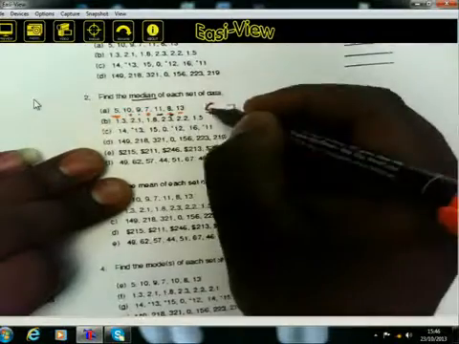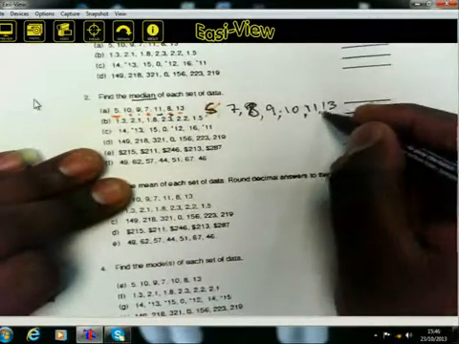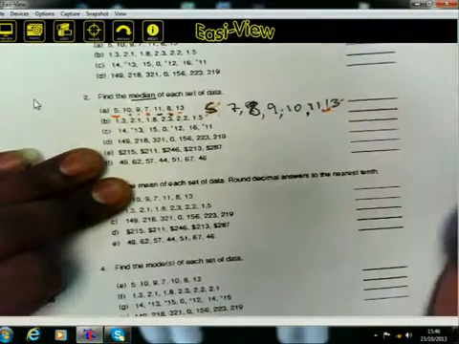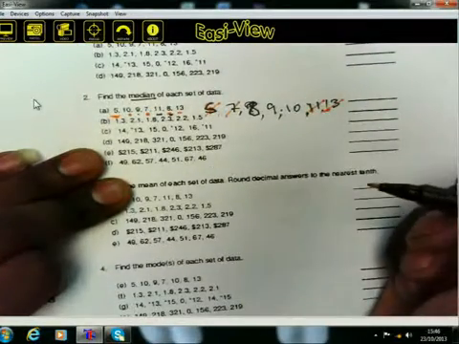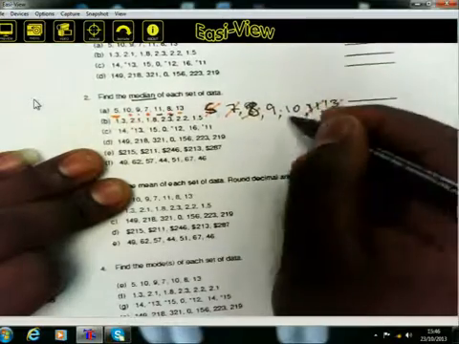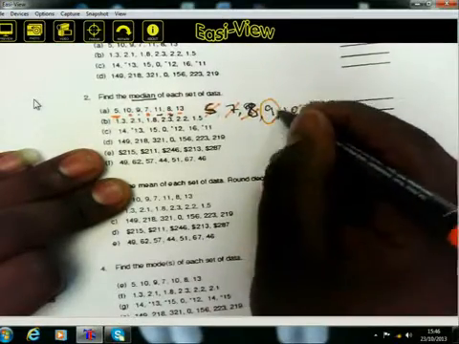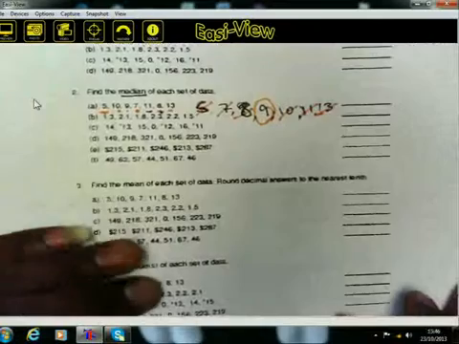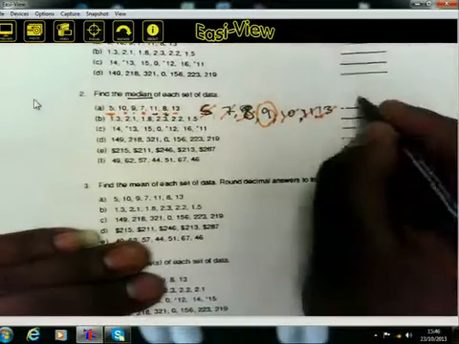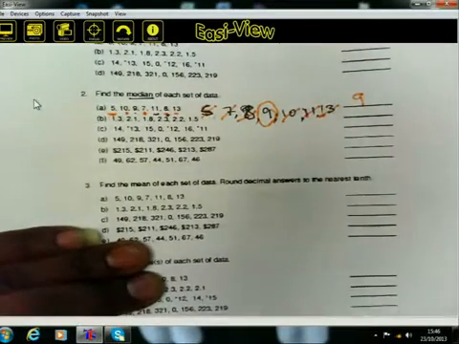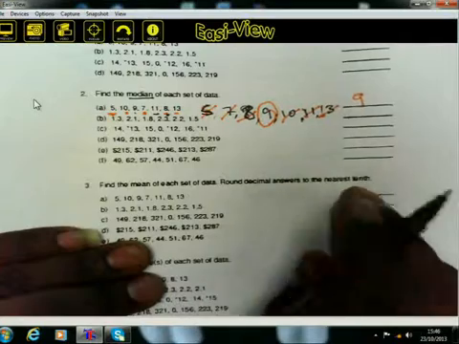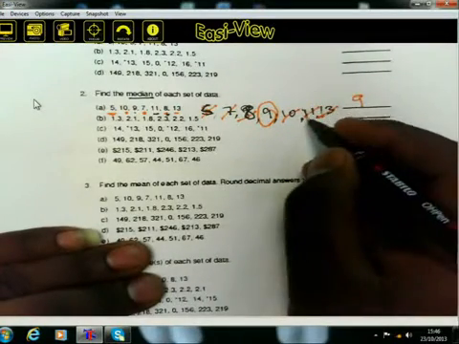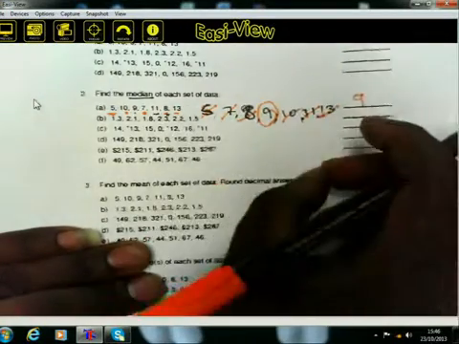Now let's check. It's 5. Then I press 13. And then it's 7. It's 11. And then it's 8. It's 10. I'm left with 9. That means 9 is my median. It's easy for us when we rearrange it. And it's easy for me to cancel so that I can see I didn't leave any number.